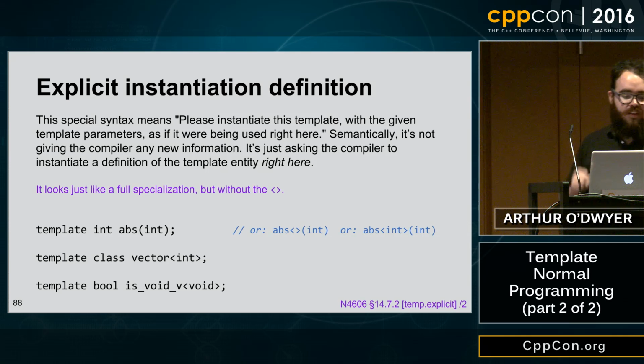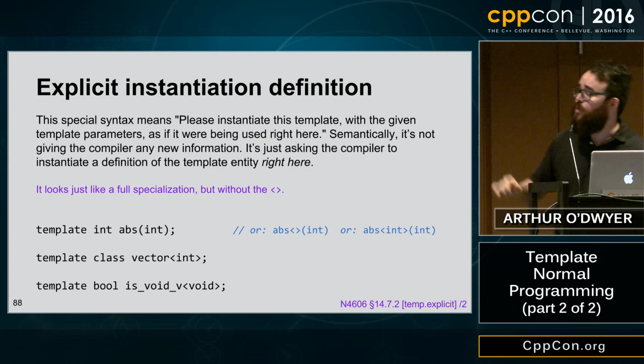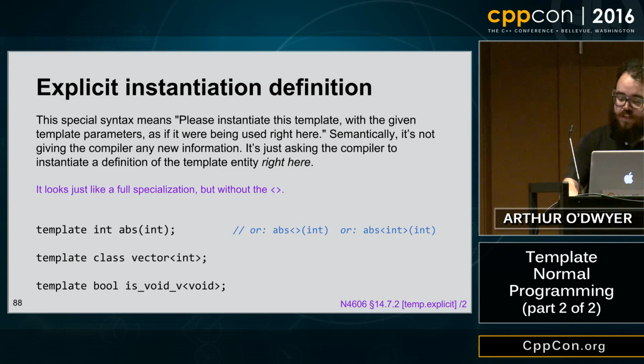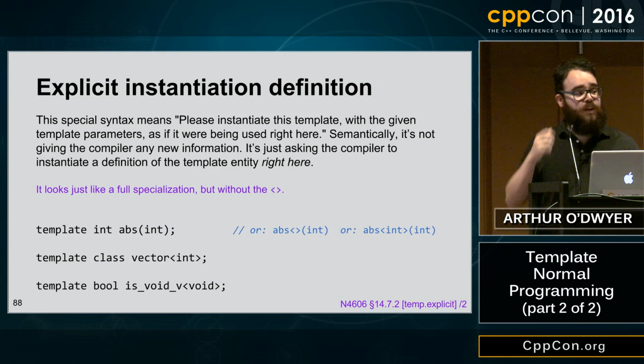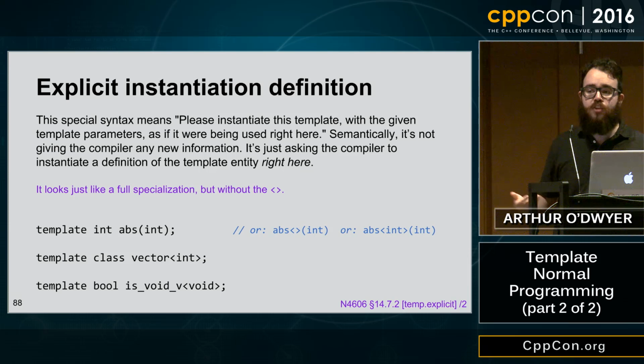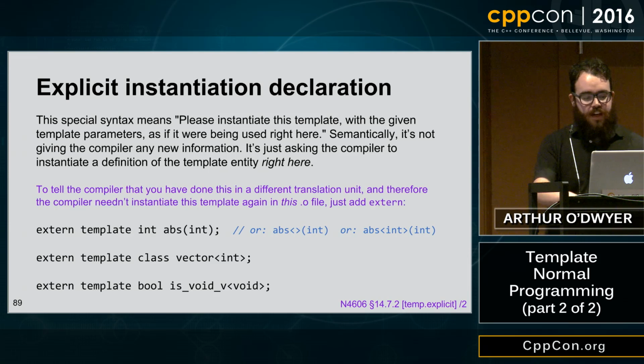And it looks like this. The word template with no angle brackets, and then you declare the thing again, basically as if you were going to use it. So like class vector of int, for example, or void v of void. And that just means instantiate the thing right here, please. Now, if I don't want to instantiate it right here, and I would just like to instantiate its declaration and say, well, it's defined somewhere else, I can just stick the word extern in front of it. Because that's what extern does, right? It's where it says, like, here's a declaration, the definition is somewhere else. And then you'd better define it somewhere else. All right, so that's an explicit instantiation definition and declaration.